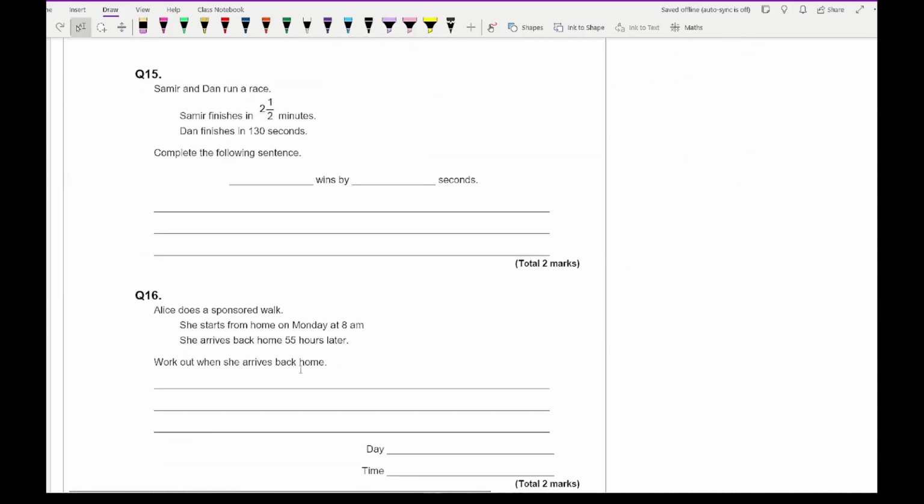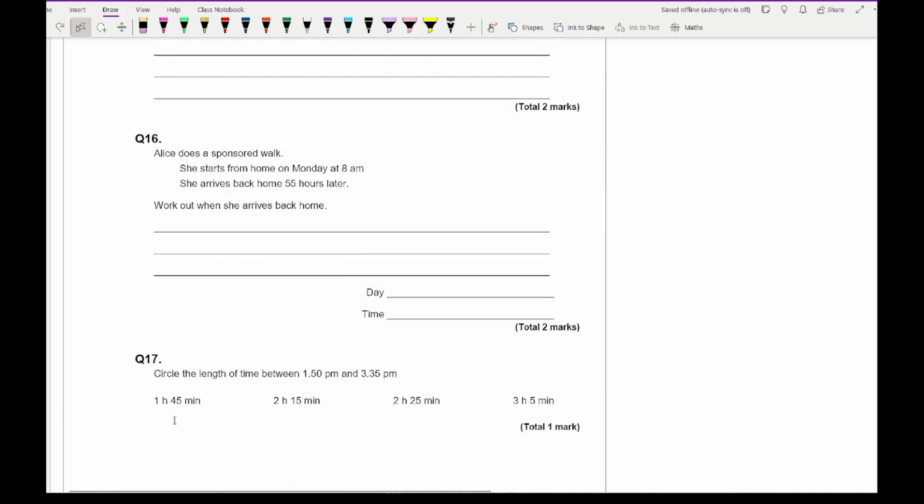Moving on to question 15, it says Samir and Dan run a race. Samir finishes in 2.5 minutes. Dan finishes in 130 seconds. Complete the sentence: so-and-so wins by so-and-so seconds. Now, because they want the answer in seconds, it makes more sense for me to convert Samir's time into seconds. So it's going to be 2 lots of 60 plus 30, which is 150 seconds. So then comparing the two times, who finishes with a quicker time? It's going to be Dan, and that's going to be by 20 seconds.